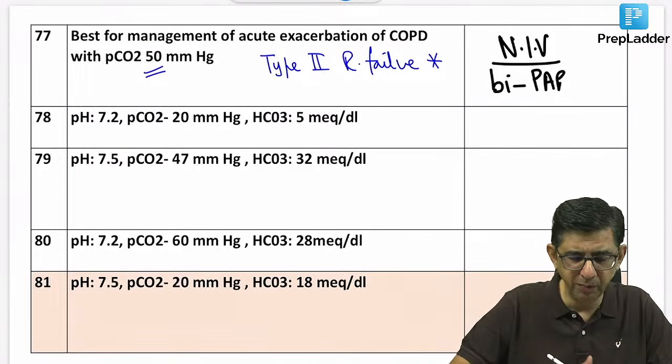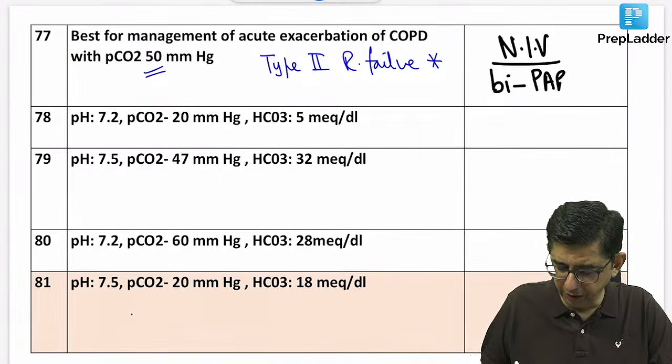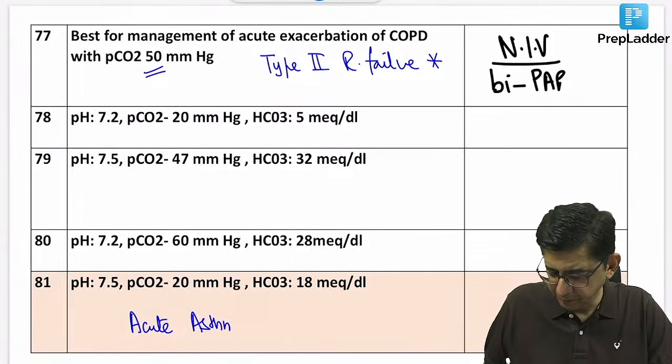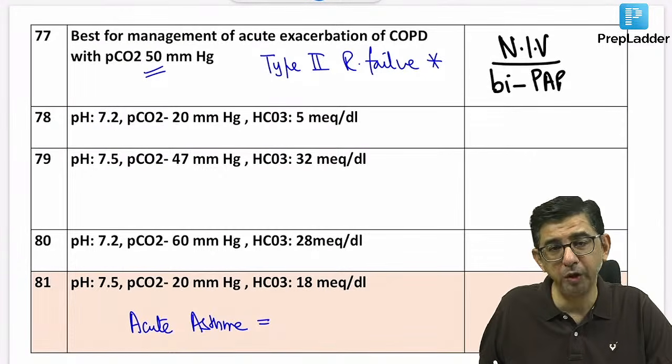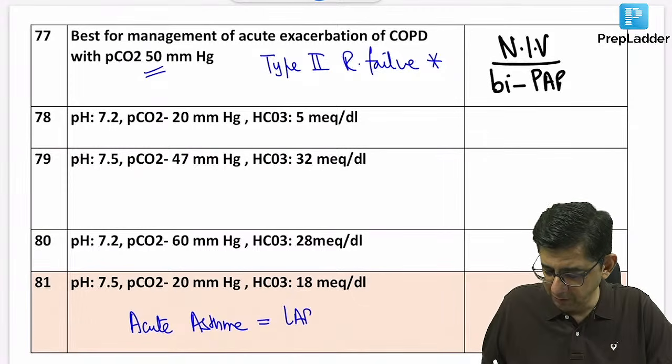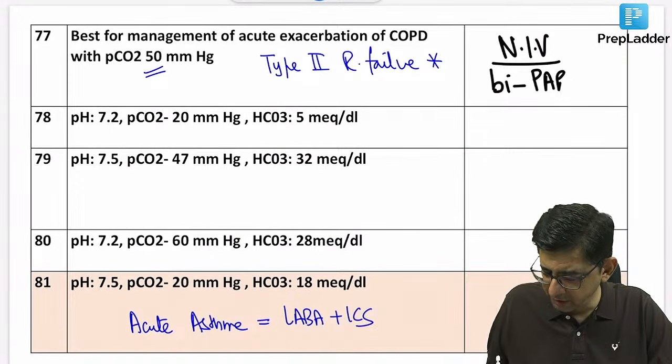When do we use SABA? Okay, so for asthma, if he says acute asthma exacerbation, and he says what will be used for management of this patient, your answer would be LABA with inhaled corticosteroids.